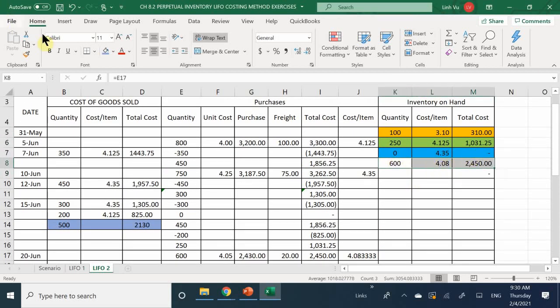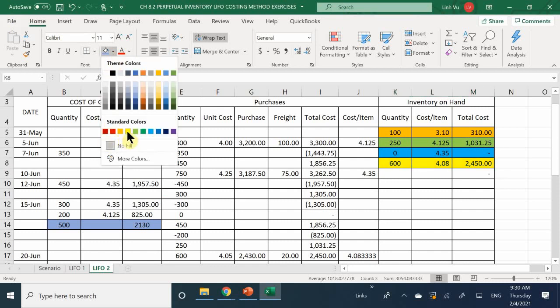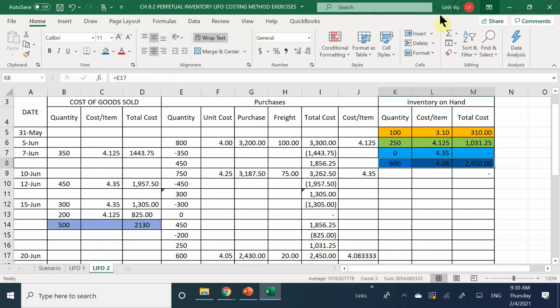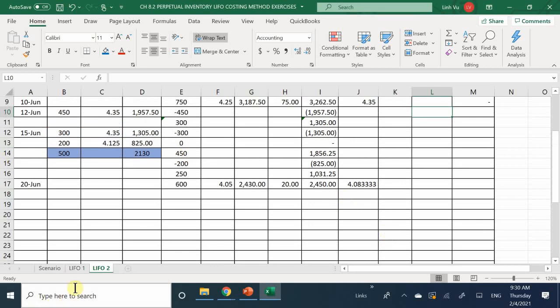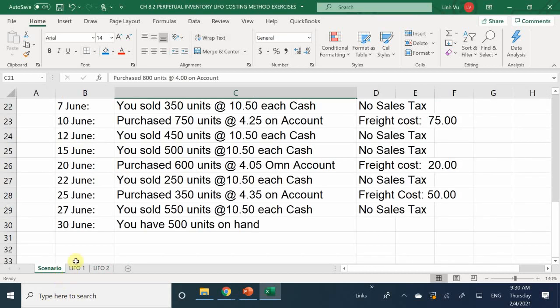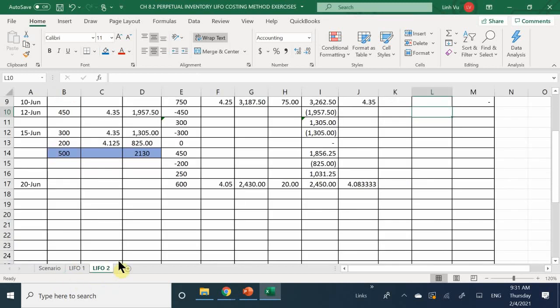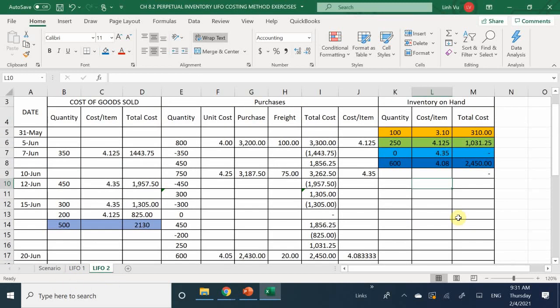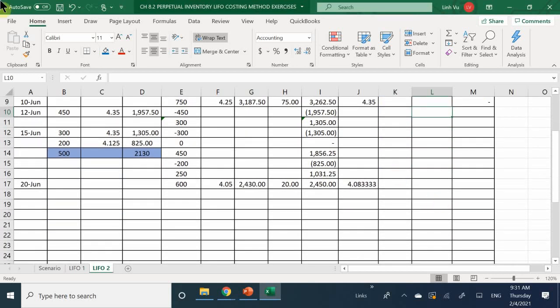And I'm going to highlight this. And I'm going to make this, I'm going to make it yellow, or maybe you want purple. I'll do purple. Okay. So then 600 at 4.08 is going to cost you $2,450. Okay. So now what has happened next on June 22nd, excuse me. You sold 250. We sold an additional 250 units at $10.50. Now, from looking at our batches, which batch are we going to be taking out from? The 600. Yes, good. The purple one, yes.